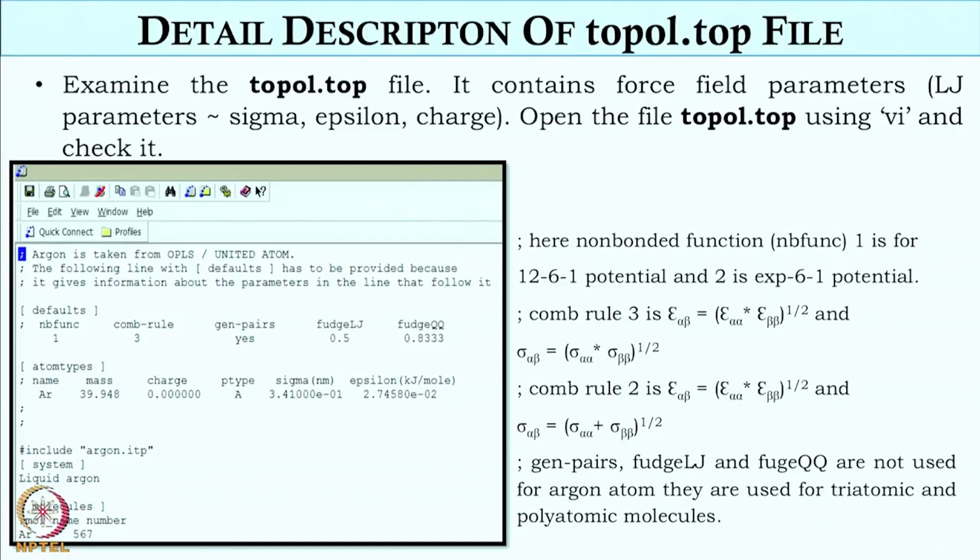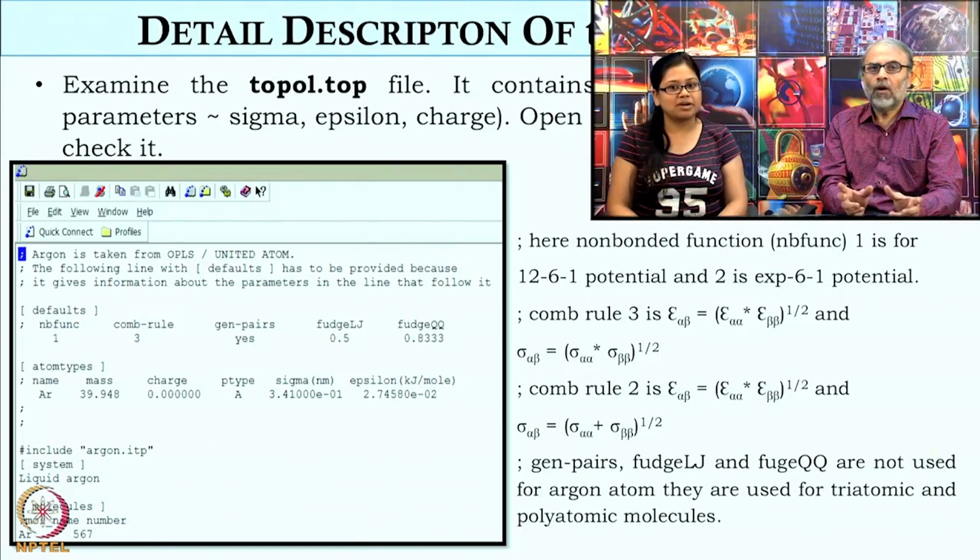In the Lennard-Jones potential, we have sigma and epsilon, right? And combination rule 3 is that epsilon AB is a geometric mean of epsilon alpha and epsilon beta. So the combination rule applies if you have different types of atoms. If you have a single atom like argon, then it doesn't matter, because all atoms have the same sigma. Exactly, so there is nothing to do.